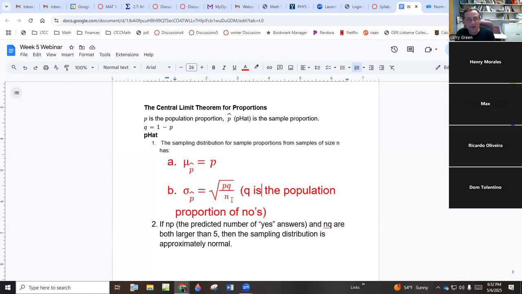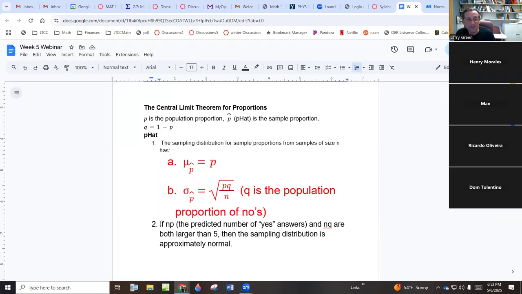Notice, and this is really important, this n is in the denominator under the square root. So we have that same feeling that if you have a large sample size, then the standard error goes down. And it goes down by that factor of root n. So if you can increase your sample size by 100, then you're decreasing your standard error by a factor of 10.